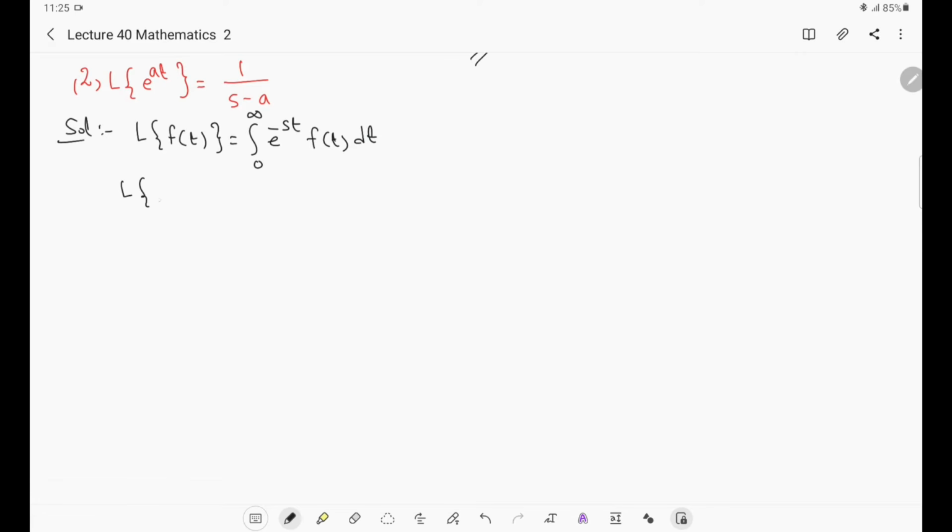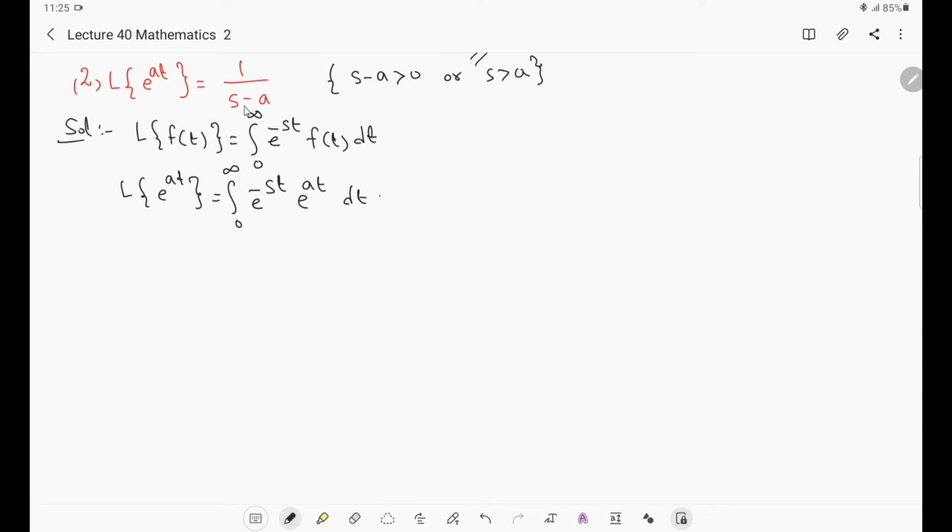Now we need the Laplace transform of, in place of f of t we are having e power at, where a is a constant. So integral 0 to infinity e power minus st, in place of f of t we have to write e power at into dt, right? Here actually this stands when s minus a is greater than 0, or s is greater than a, right?